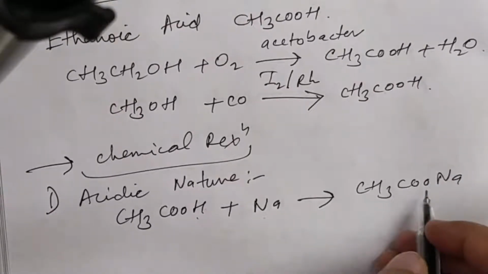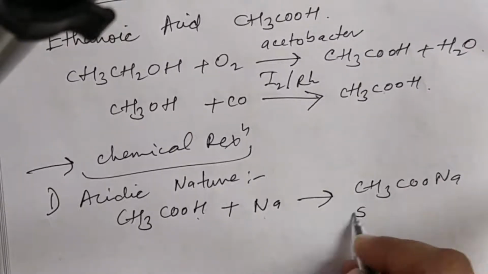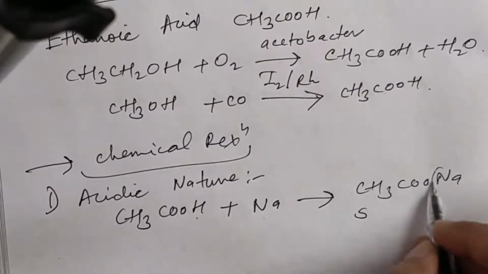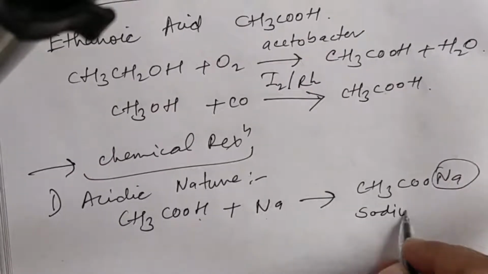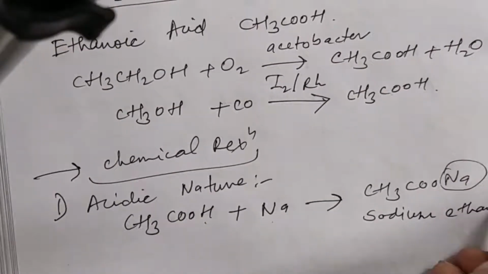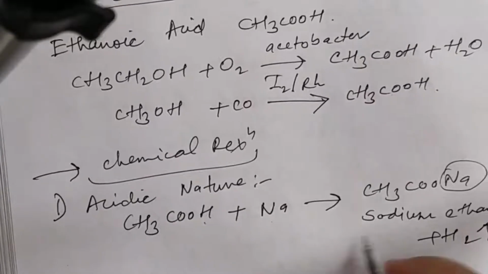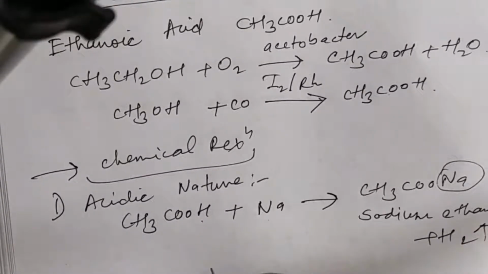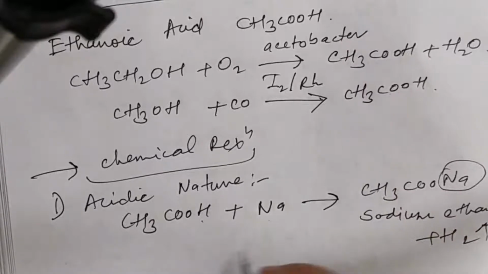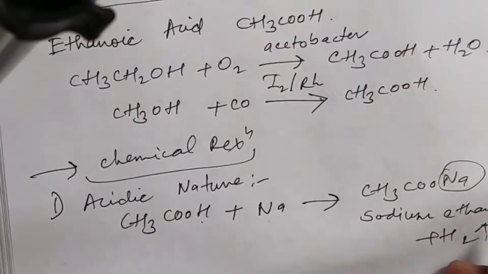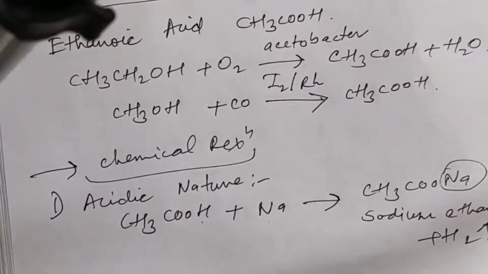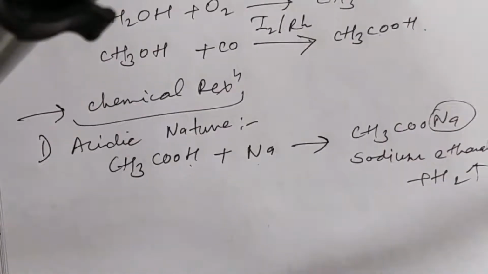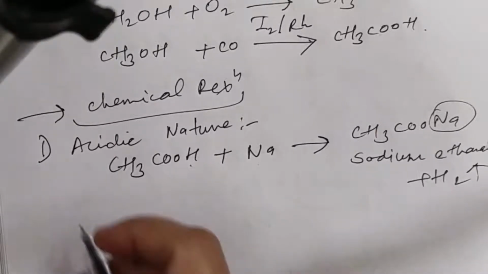Here it is sodium ethanoate. This is sodium ethanoate formation with the evolution of hydrogen gas. So reaction with metals evolves hydrogen gas, and hydrogen gas can be tested easily with the help of a pop sound. If you take a burning matchstick at the mouth of the test tube, then it will burn with a pop sound. So most often the testing of hydrogen and carbon dioxide is asked in your exams. Keep it in mind, students.